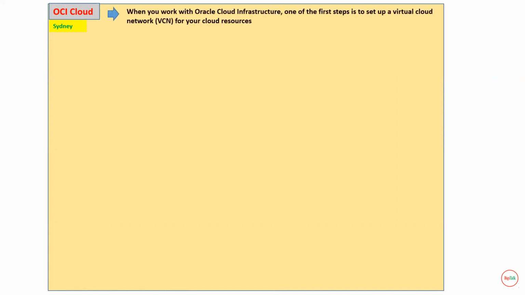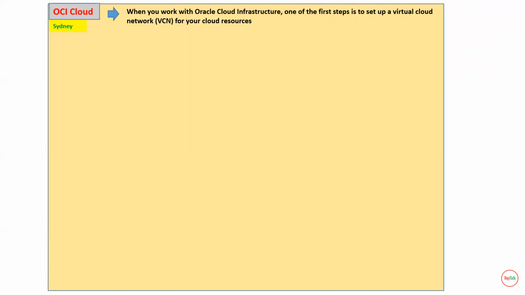So now let us come to the basic concept of our cloud and the components that we have discussed in the agenda. Let us see that there is an OCI cloud, in the region Sydney. When you work with Oracle Cloud Infrastructure, one of the first steps is to set up a virtual cloud network for your cloud resources. If you are going to create any resources in your cloud, the first thing you have to do is create a VCN, which is called a virtual cloud network.